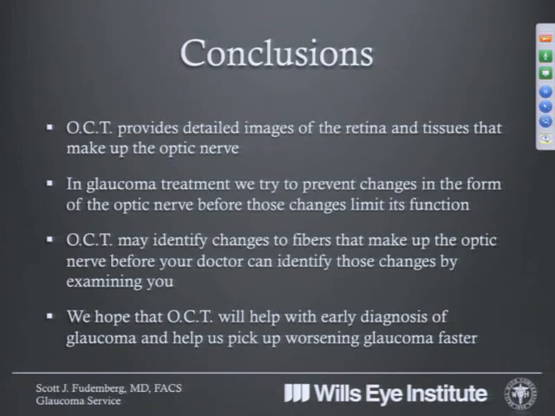So to summarize, the OCT provides us extremely detailed information about the retina and the tissues that make up the optic nerve. And our goal in glaucoma is to try and identify changes in form before they ever get to the point where they change your function, where they change your vision, and then ultimately your ability to do the things that you want to do, which are visually demanding. The OCT may identify changes in the fibers that make up the optic nerve before your doctor can see that those fibers are changing.